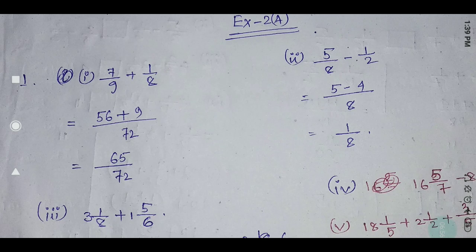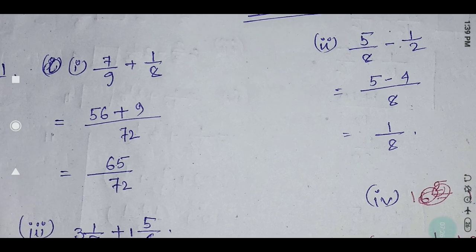Whatever is given, according to that sign, you have to do the calculation. So first it is given 7 by 9 plus 1 by 8. What is the LCM between 8 and 9? 8 9s are 72, so 72. Now 9 how much are 72? 9 8s are 72, and 8 7s are 56. 8 how much are 72? 8 9s are 72. 9 1s are 9.